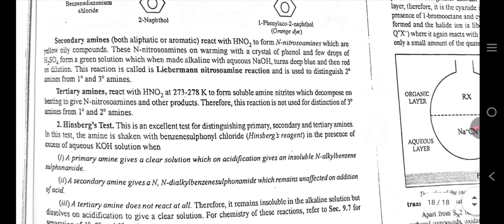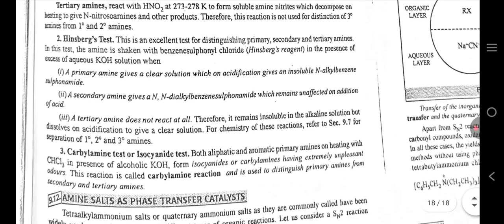Secondary amines, both aliphatic or aromatic, react with HNO2 to form N-nitrosoamines, which are yellow oily compounds. These N-nitrosoamines, on warming with a crystal of phenol and a few drops of H2SO4, form a green solution, which when made alkaline with aqueous NaOH turns deep blue and then red on dilution. This reaction is the Liebermann nitrosoamine reaction and is used to distinguish secondary from primary and tertiary amines.